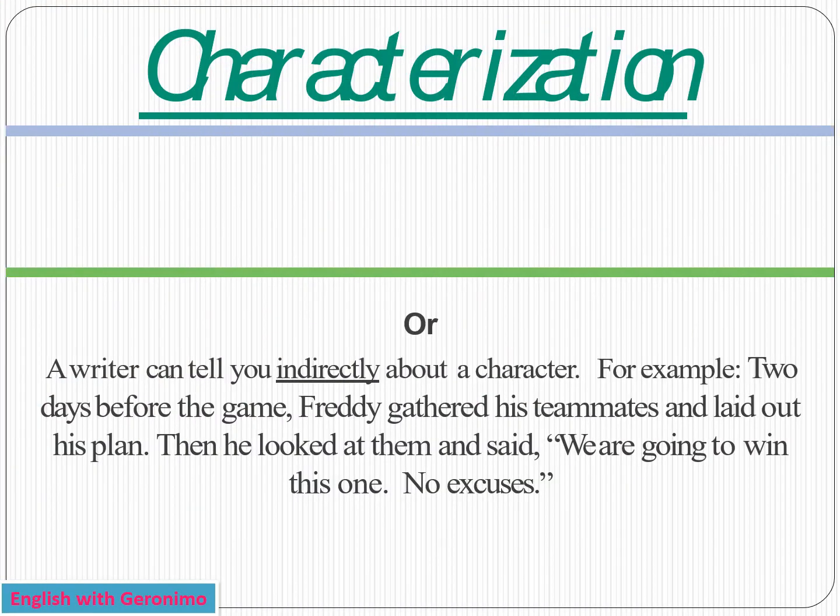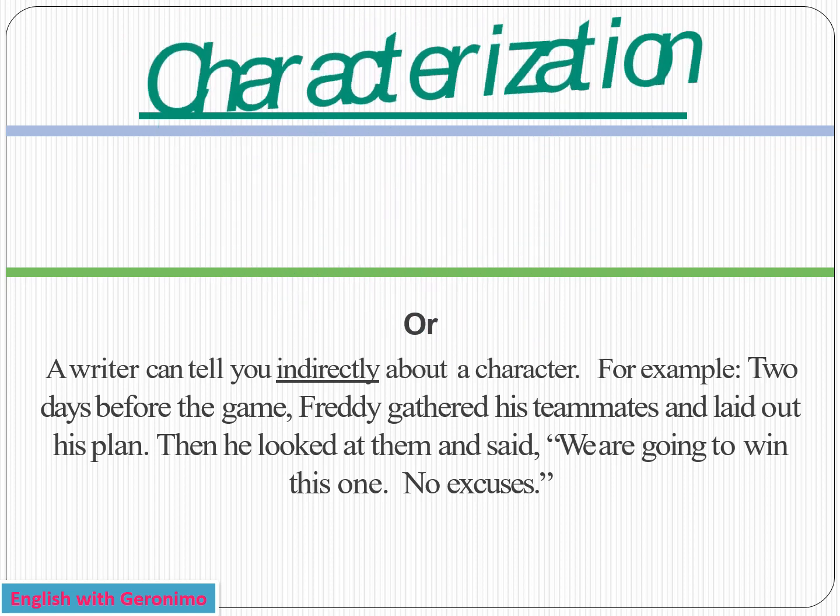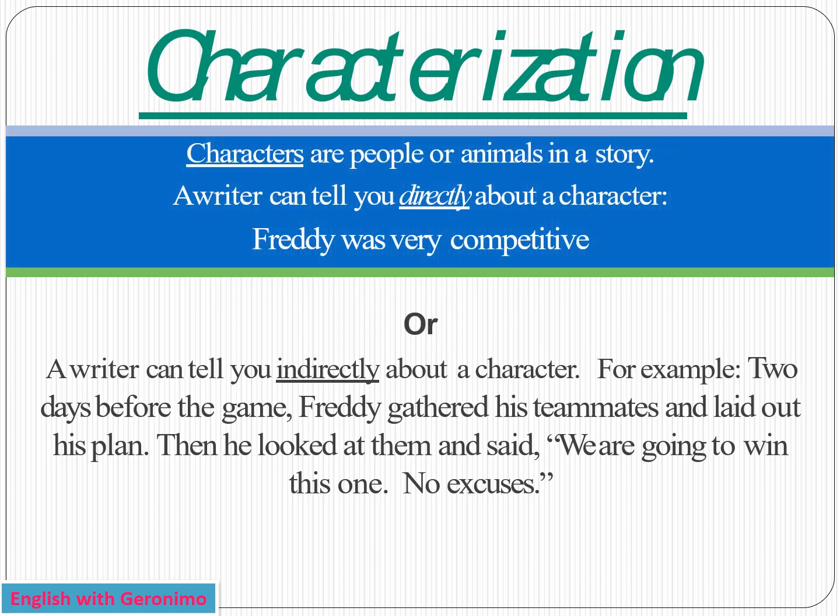Next, characterization. Characters are people or animals in a story. A writer can tell you directly about a character: Freddy was very competitive. Or a writer can tell you indirectly about a character. For example, two days before the game, Freddy gathered his teammates and laid out his plan. Then he looked at them and said, "We are going to win this one. No excuses."